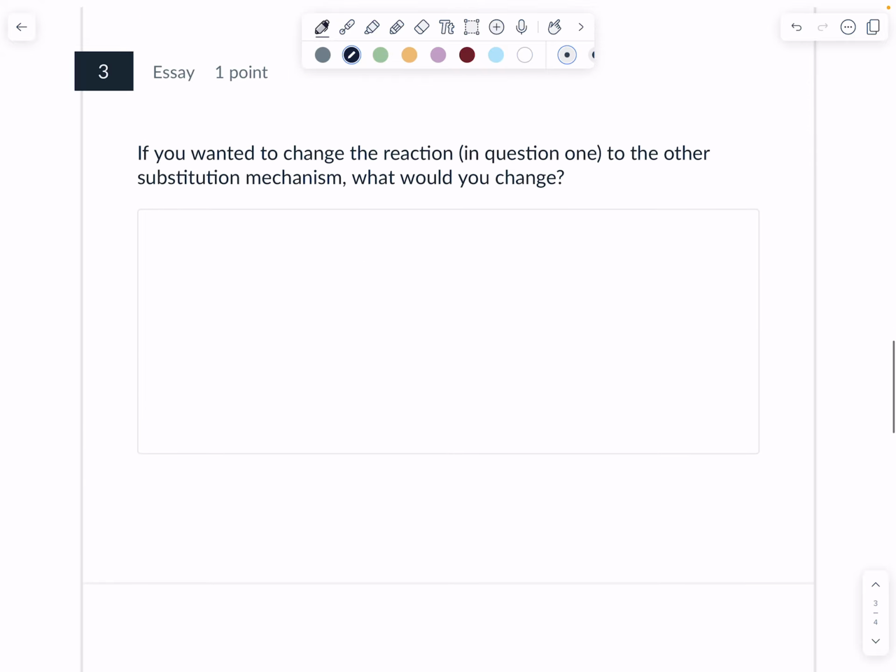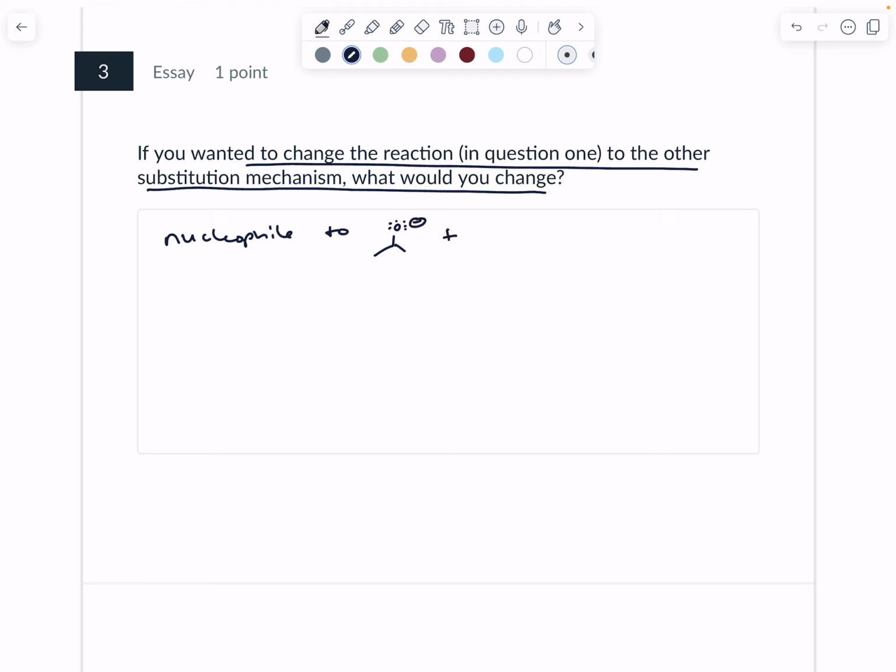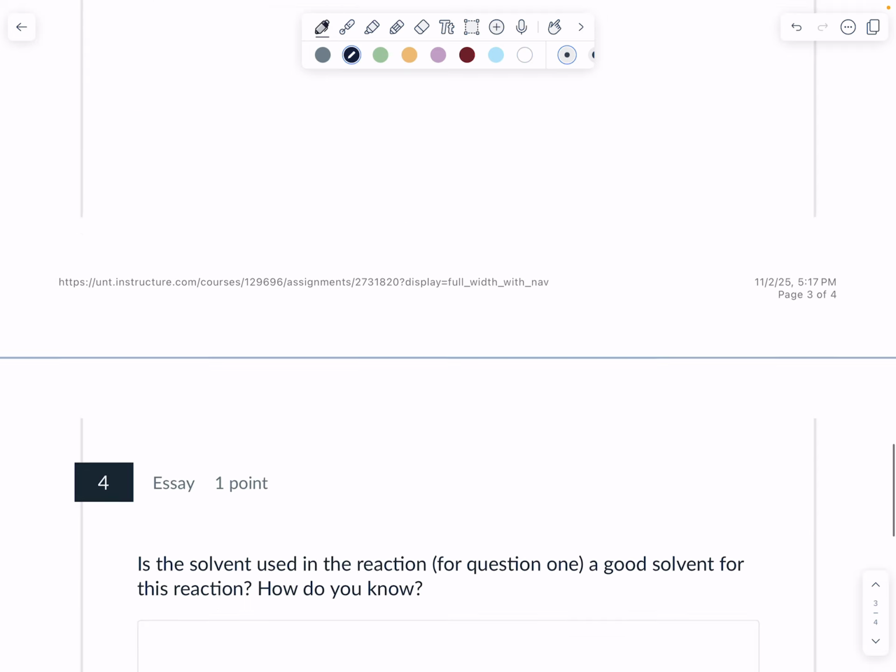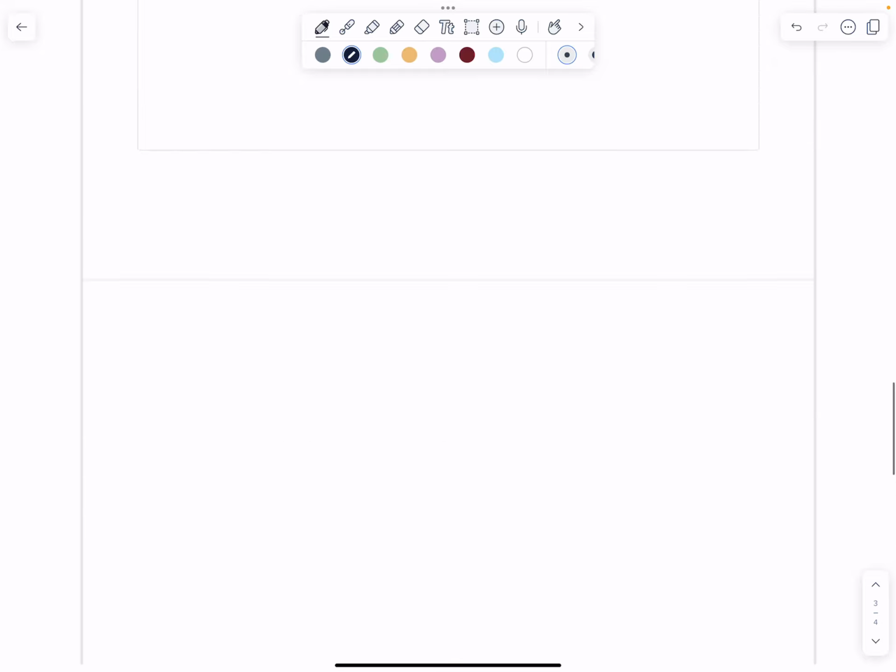Okay, and then the last question, if you wanted to change the reaction to the other substitution mechanism, what would you change? So I would change the nucleophile, instead of this isopropoxide, I would change it to isopropanol. But also, if you just said to a weak nucleophile, I will accept that. I would accept either of those. So a weak nucleophile rather than strong. Fine. A neutral nucleophile would also be fine. I think that is worth 1 point.